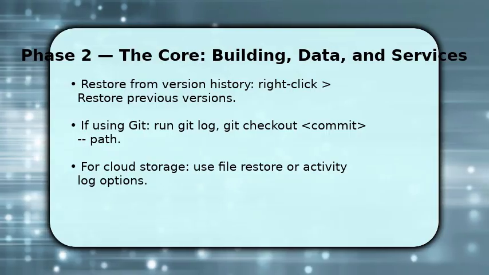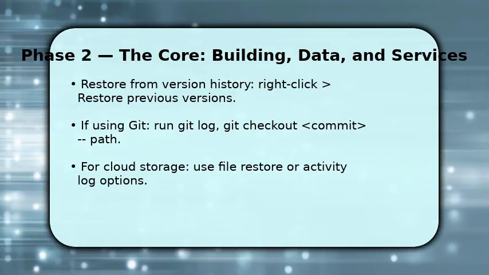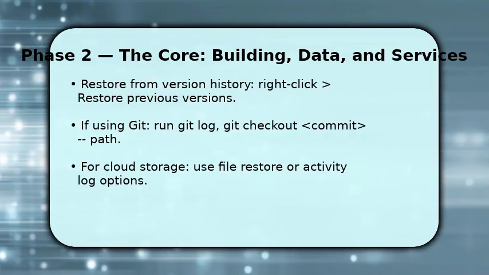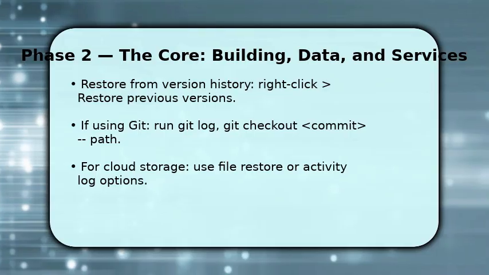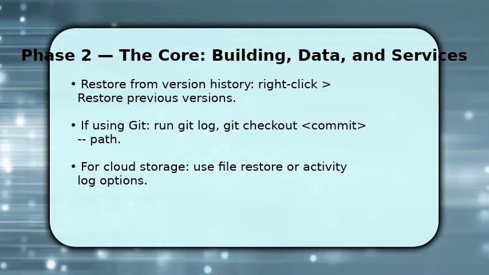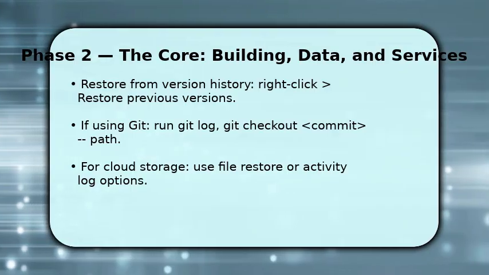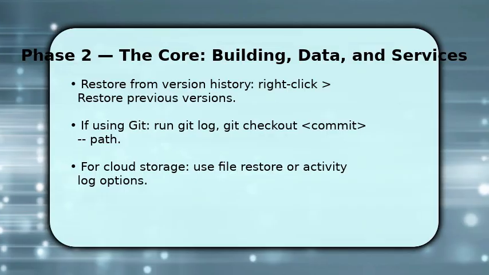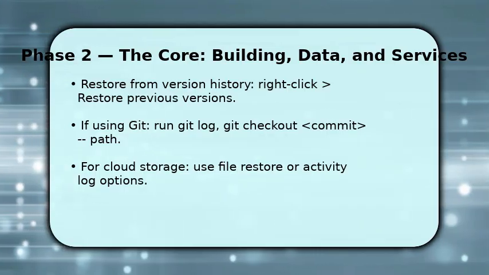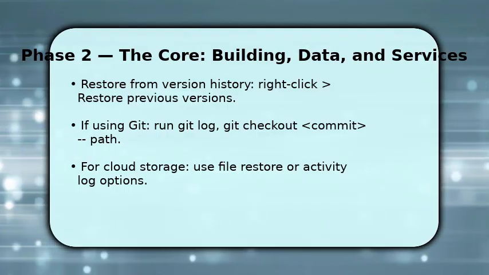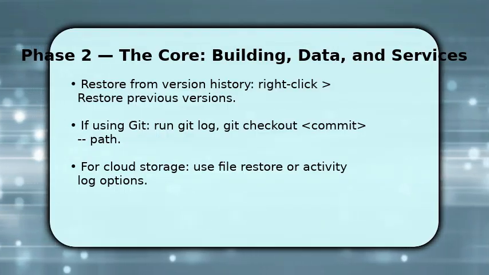If version history exists, open it and pick the snapshot just before the replace action, restore or download that version. If you use Git, identify the commit with git log and then run git checkout commit hash path to recover the file. Commit the fix afterward. For cloud systems, locate the activity panel and choose Restore. Once restored, verify file integrity by opening and scanning for expected content.